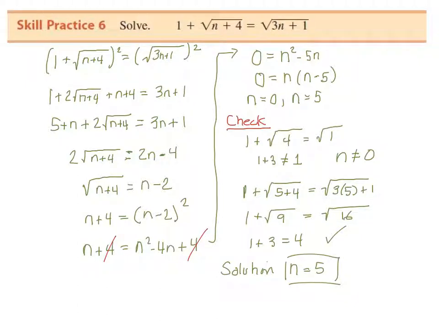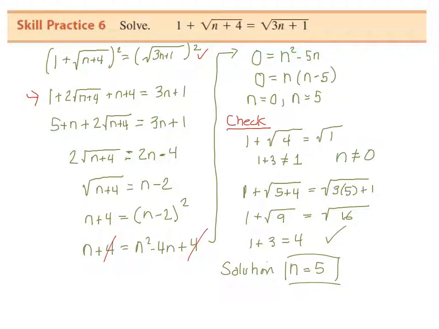So in practice skill 6, we again have 2 square roots in the equation. And our first step, of course, since we've isolated one of the square roots, we can square both sides of the equation. Again, when we do this, we have to be careful when we FOIL. So when we do FOIL, on the left-hand side we get 1 plus 2 times the square root of n plus 4 plus n plus 4 is equal to 3n plus 1.